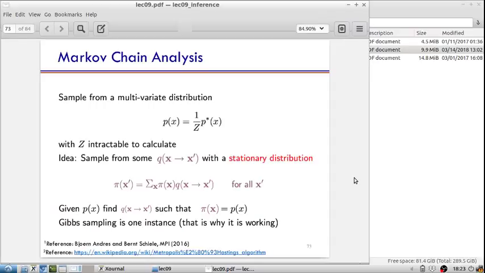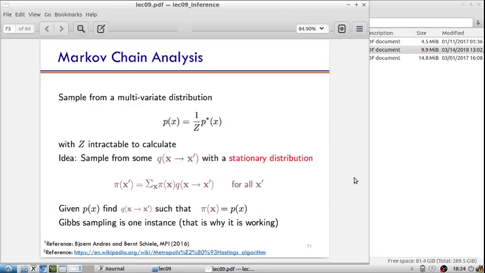The final thing is, this is going to be interesting if this pi happens to be P of X. So the whole point of Markov Chain Monte Carlo methods is to design Q, as in think of jumping from realizations to realizations, and that's how we get a sequence of realizations. And the Q is such that its stationary distribution is just P of X.